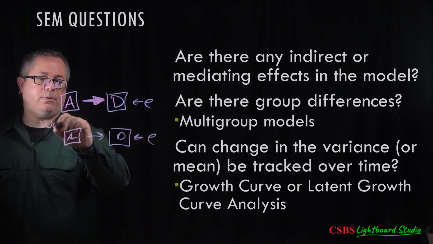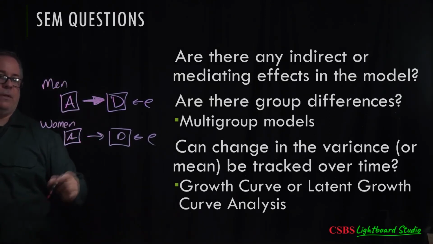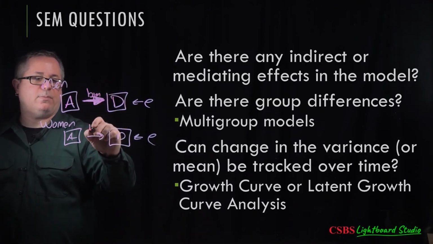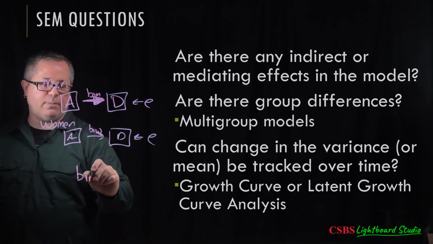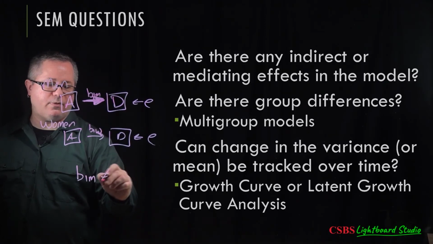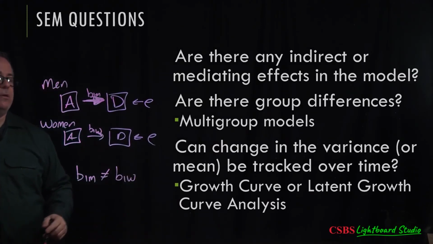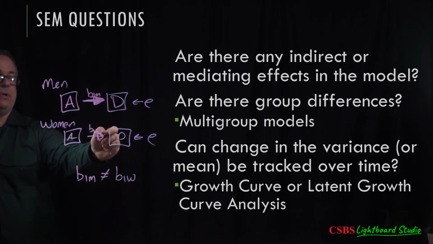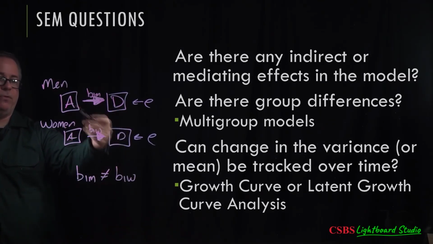So I can compute these models separately for men and women. Let's say this is the slope 1 for men and this is slope 1 for women. I can compare the slopes between men and women to see if they're not equal. So I'm now saying gender interacts with the slopes, with the prediction between anxiety and depression. The prediction may be stronger for men than for women, or vice versa.